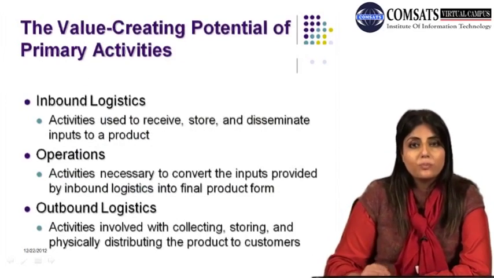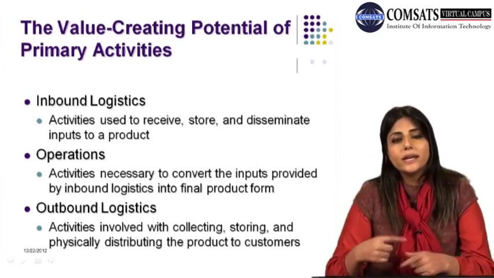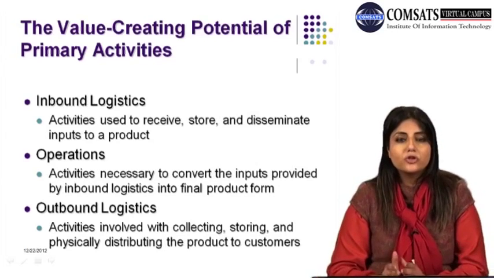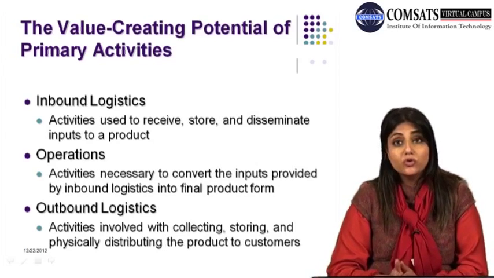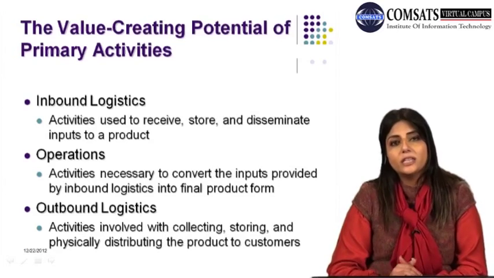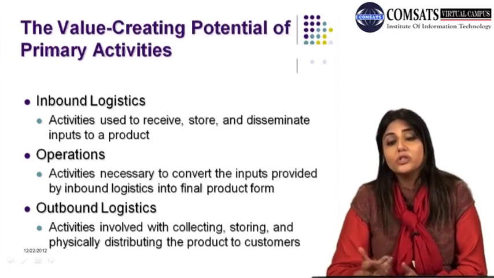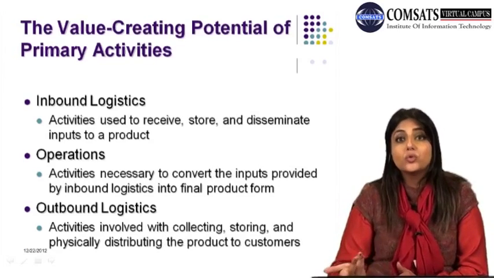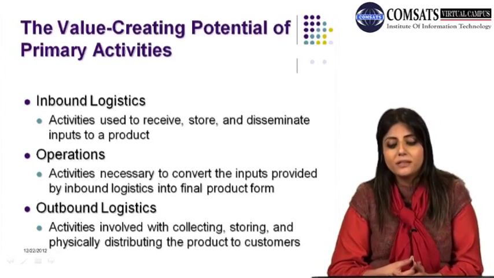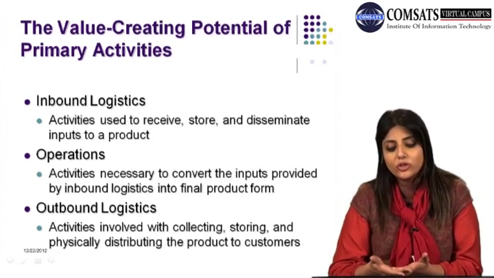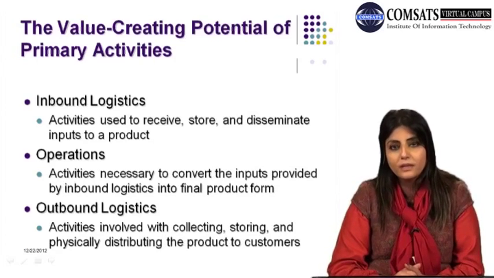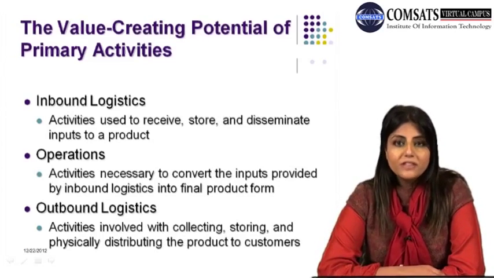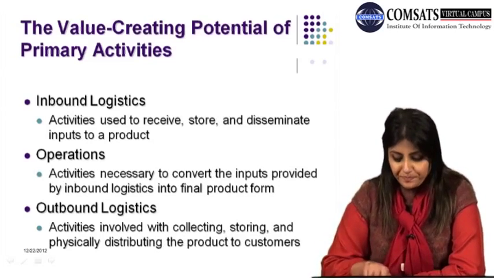the primary activities. So primary activities are those activities which are directly involved in producing a certain product or service. Inbound logistics refers to the activities which are used to receive, to store, and to disseminate the inputs that are to be used in a product. Then operations are those activities and processes which you utilize to convert the inputs or to convert the raw material that has been provided to you by the inbound logistics into the final product. Then we have the outbound logistics. They are the activities which are involved with collecting, storing, and physically distributing the product to customers.